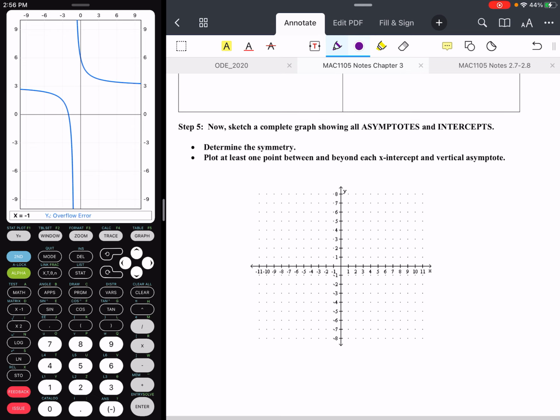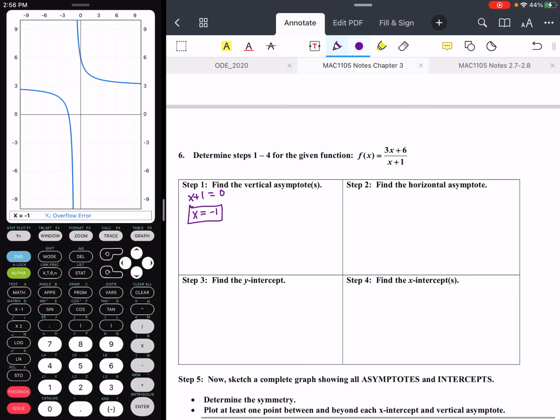And I can go ahead and plot these as I calculate them. So my vertical asymptote at x equals -1, there's my vertical dashed line. All right, horizontal asymptote: degree 1 in the numerator, degree 1 in the denominator. So y equals 3 over 1, which is just a 3. I'm just going to write 3 there. So y equals 3 would be my horizontal asymptote.